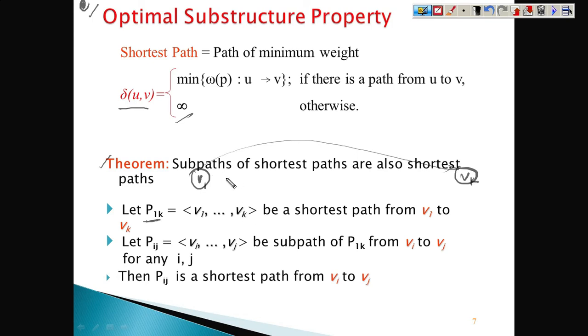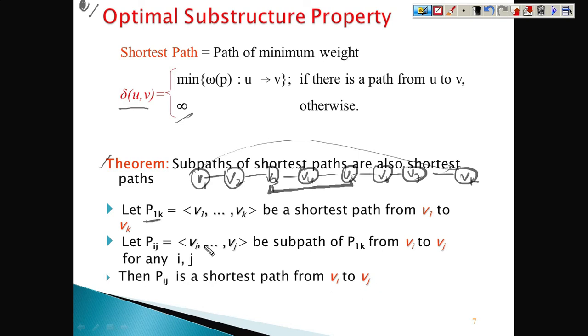Let's say we are going through v2, v3, v4, v5, v6, v7. These are the intermediate vertices that constitute this complete path, and we are also claiming that this path is the shortest path, and this is just a subgraph of a bigger graph. And then vi to vj, let's say it is these three edges, the subpath of p1k from vi to vj. Then pij is the shortest path from vi to vj.